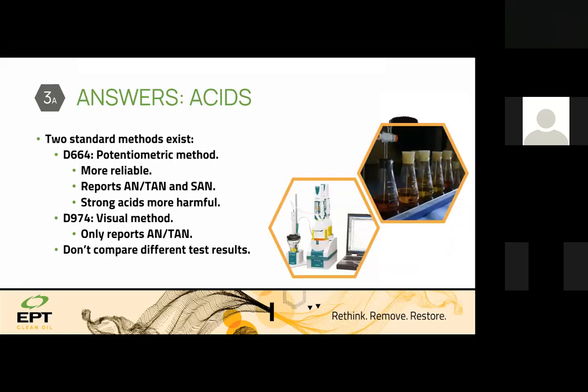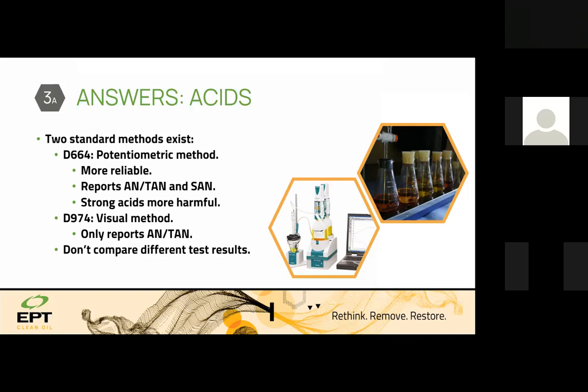So I will talk about the acidity test, or let's say the acid number test. We have two different tests, and I have seen very critical machinery users who don't care which test is being done on their oil analysis. We have two tests which look identical. They report acid number, but they are different.